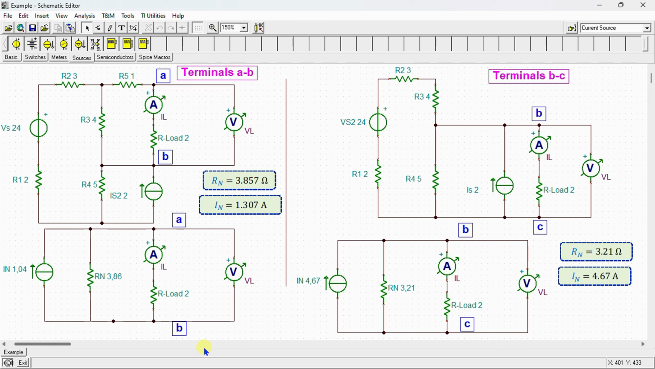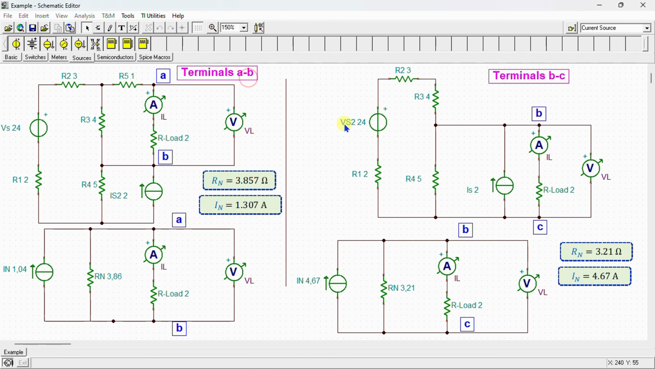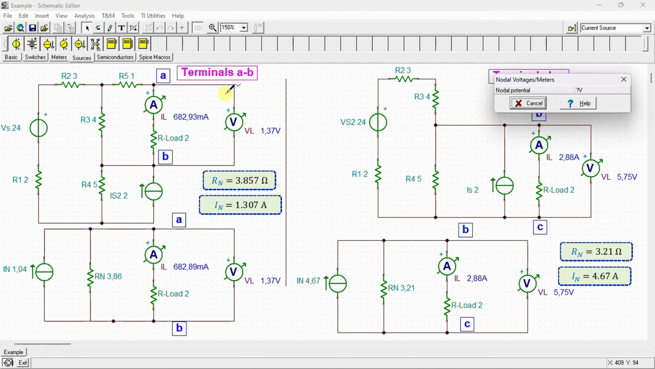I connected a load resistor between terminals A and B to both the original circuit and the Norton's equivalent circuit. And here also I connect a load resistor between terminals B and C for both the original circuit and Norton equivalent circuit, and then I will simulate their behaviors. Let's move on to analysis, DC analysis, calculate nodal voltage. Let's start first with terminals A and B.